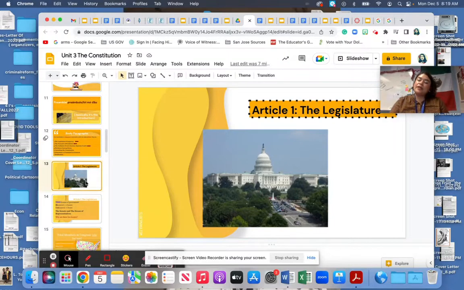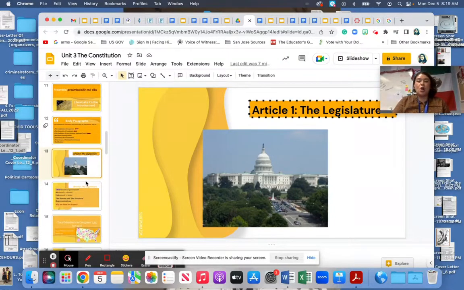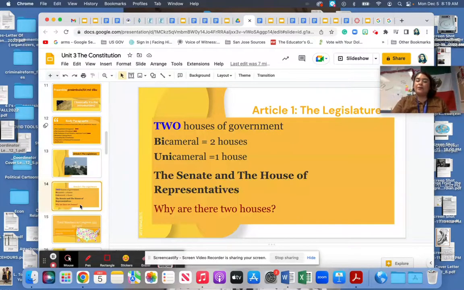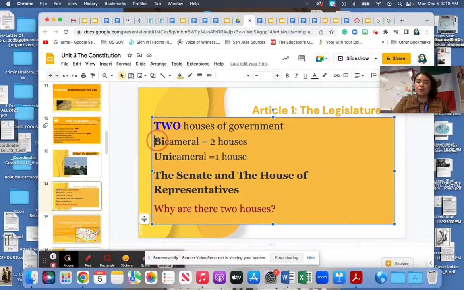So now we're going to begin our Article 1, the legislature. What did the Constitution want to tell people about this specific role? Well, they wanted to say, hey, we want to have 2 houses in the government. So meaning that it is a bicameral. It is 2 houses. If it's a unicameral, it'll be called 1. We have the Senate and the House of Representatives.